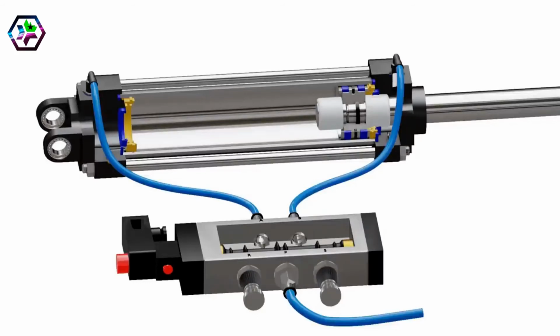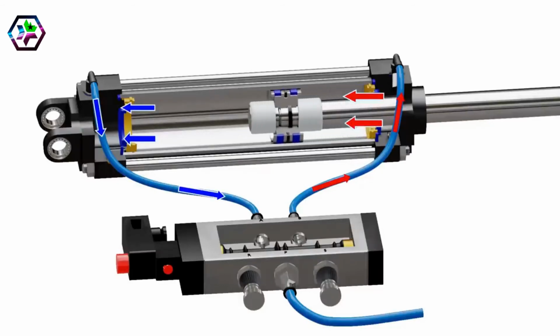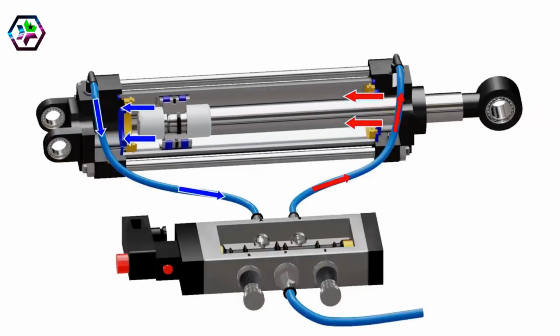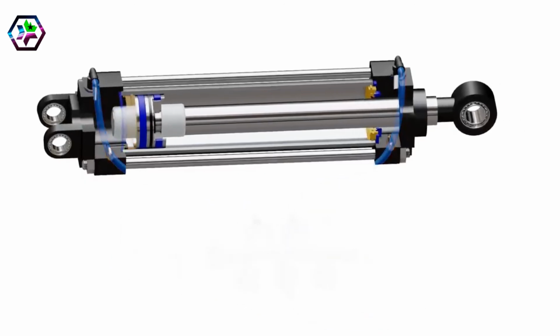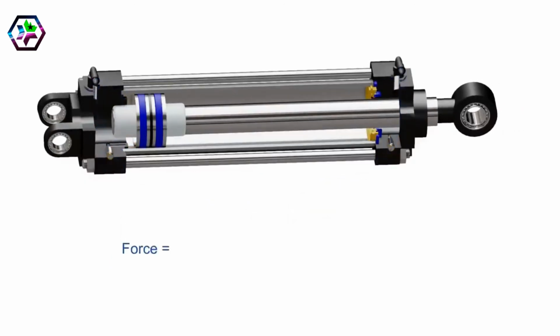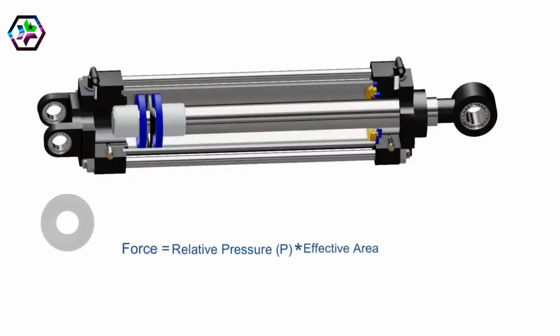During a retraction stroke, the valve directs compressed air to the head end of cylinder. This causes the piston to return and air on the other chamber escapes from the exhaust port R. The theoretical force of actuator is the relative pressure on the piston multiplied by effective area of piston on which pressure is exerted. Here, the relative pressure is pressure of supplied air minus the atmospheric pressure.